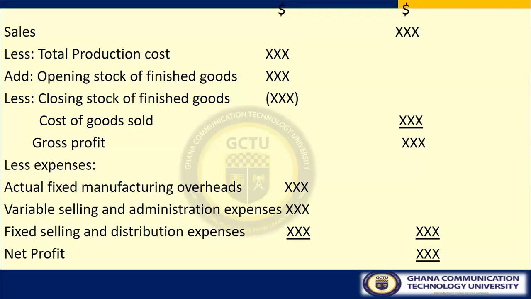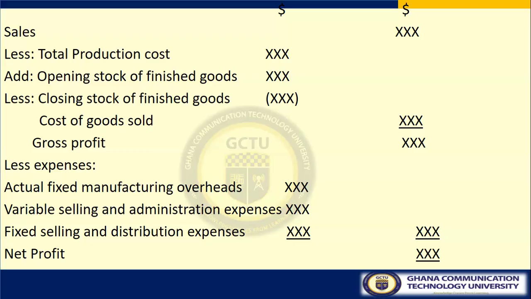And if you have opening stock, you add it. If you have closing stock, you less it. What is opening stock? I think the last time we talked about opening stock and closing stock, right? Yes, sir. So if you have opening stock, you add it to your total cost of production. If you have closing stock, less closing stock from total cost of production to get your cost of goods sold, then less cost of goods sold from sales to get your gross profit, or you say contribution.